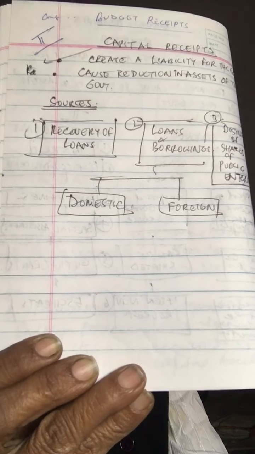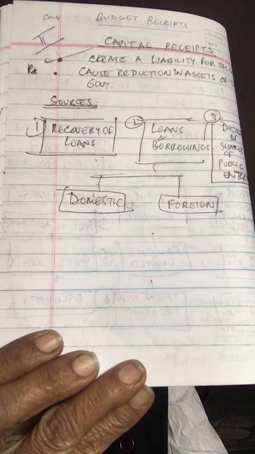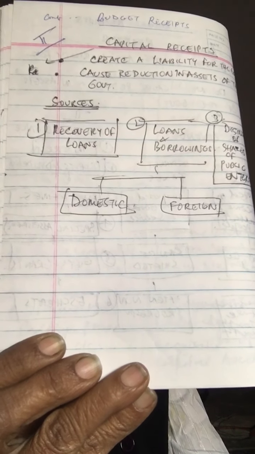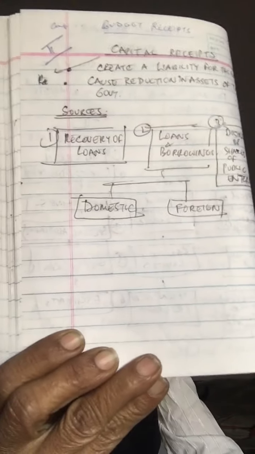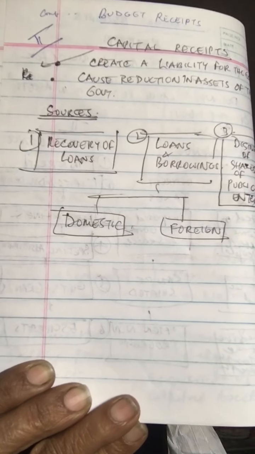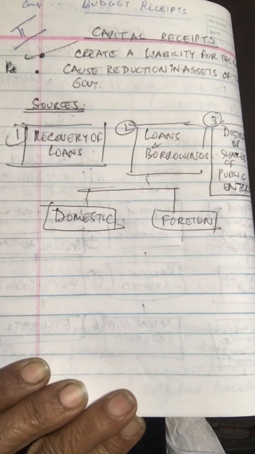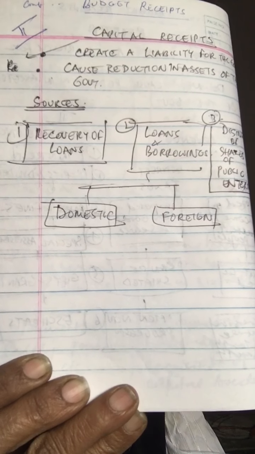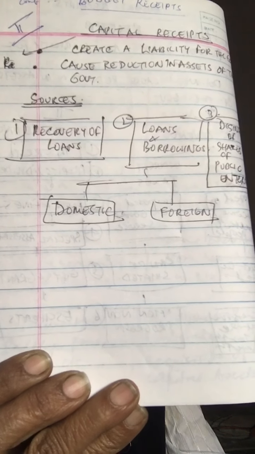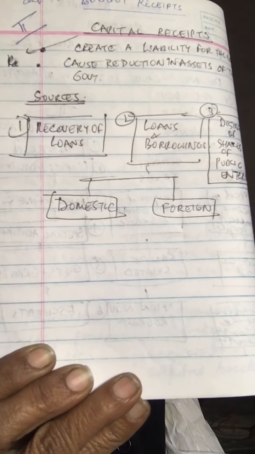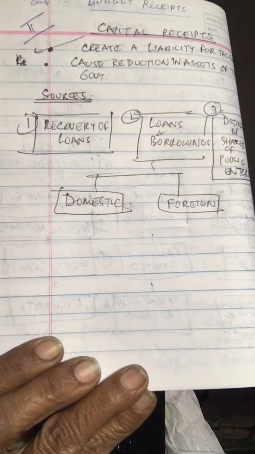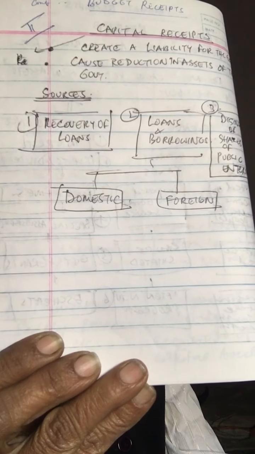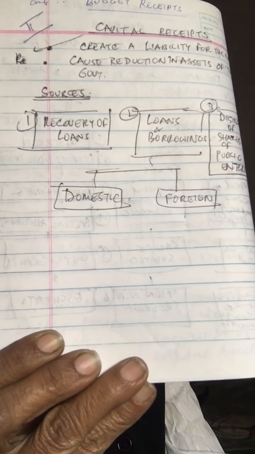And the third is disinvestment in public sector enterprises. Disinvestment is the opposite of investment. It means the funds received by the government from the sale of part or whole of equity shares of the public enterprises to the private sector or to others. Such receipts are called capital receipts because they cause a reduction in assets of the government.